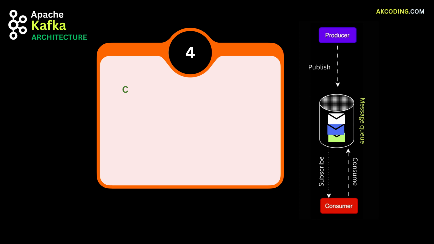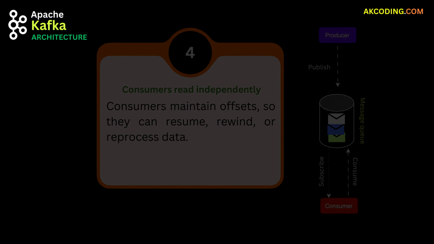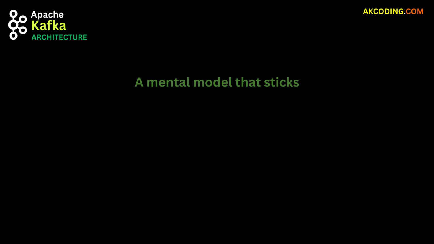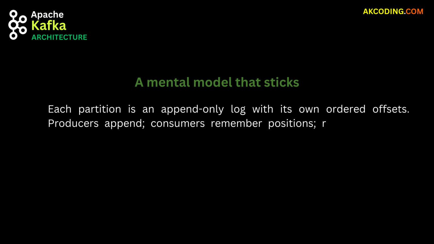Number 4: Consumers read independently. Consumers maintain offsets so they can resume, rewind, or reprocess data. Here is a mental model that sticks. Each partition is an append-only log with its own ordered offsets. Producers append, consumers remember their positions, and replication keeps the data available when a broker fails.